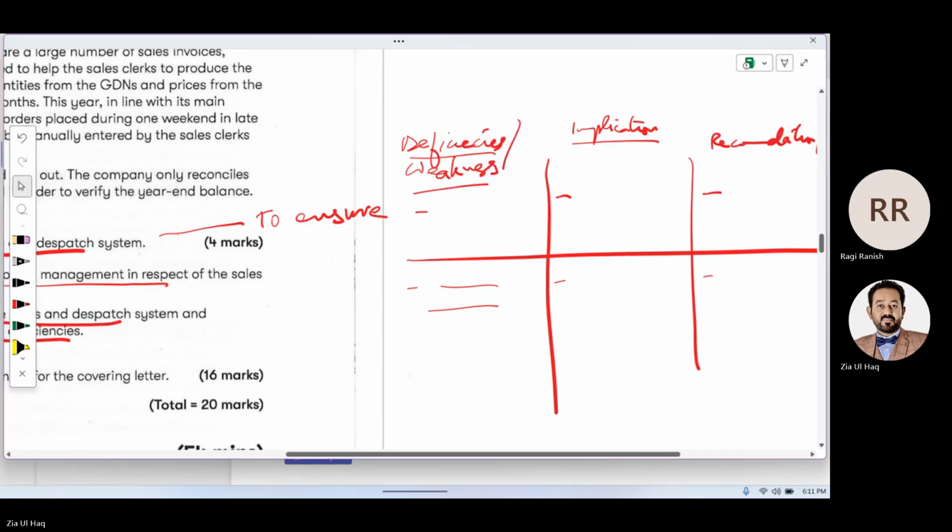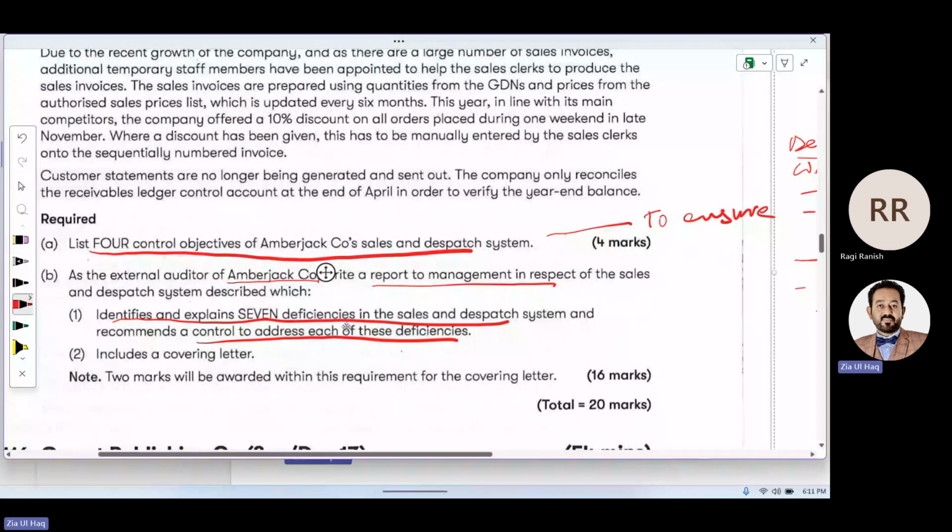Sometimes the examiner asks for requirement 1 to identify deficiencies, requirement 2 for implication, and requirement 3 for recommendation. Sometimes they ask for them combined. Even if they ask combined, we need to provide all these things: deficiency, its implication, and recommendation. In this question, identify and explain. And explain means through the implication we can explain why this is a deficiency. Identify 7 deficiencies in the sale and dispatch system and recommend a control to address each of these deficiencies.